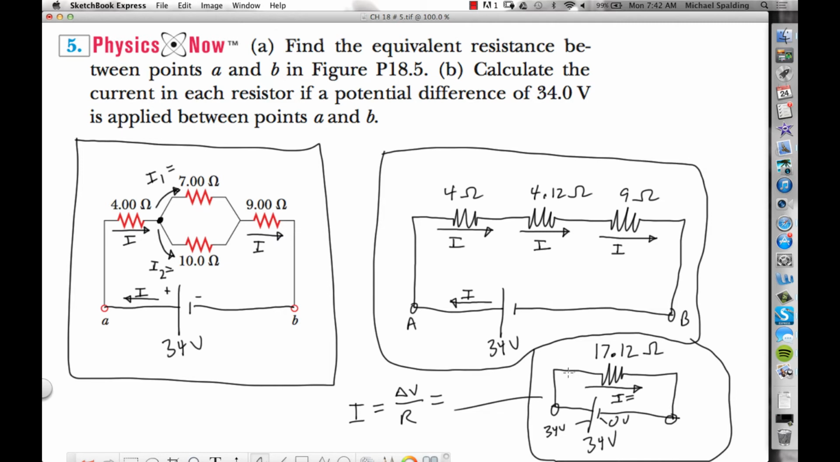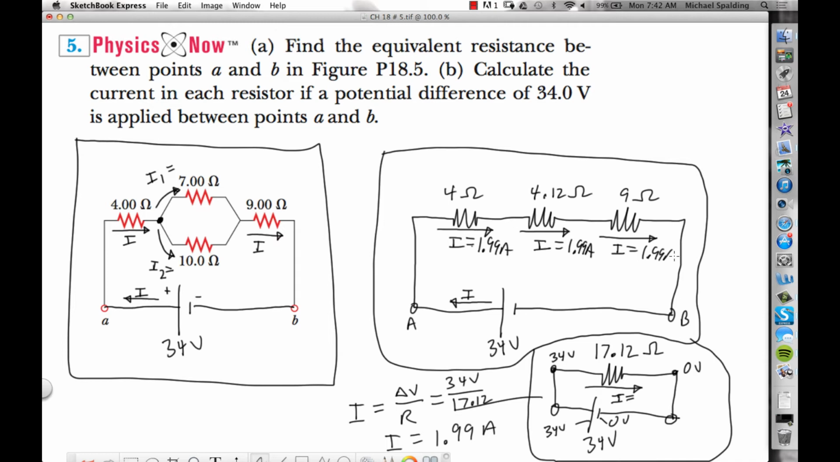The reason I know that, so if that's a 34 volt battery, that means the positive plate is 34, the negative plate is 0. So right here we got 34 volts. Right here we have 0 volts. So we got 34 volts across that resistor. And then the resistance is 17.12. So this gives us a current of just under 2. Okay, so we've now figured out that I is 1.99 amps. On the quiz, I just round that to 2.